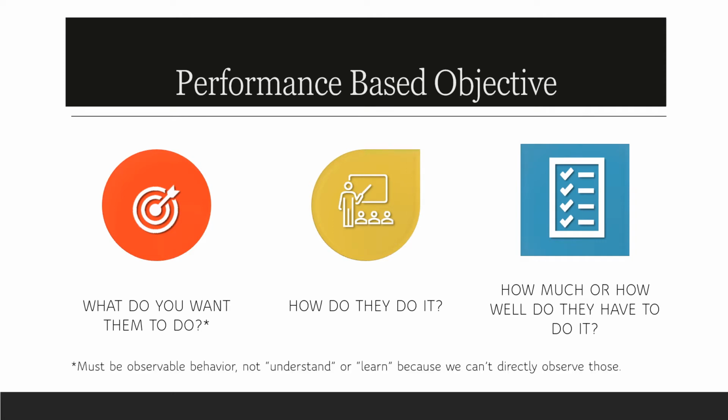A caveat to this: when you are focusing on what do you want them to do, make sure that the behavior is observable. It's something that you can see the children do. We don't use the terms understand or learn because we can't directly observe those things. We can't see a child learn. We can't see a child understand. So we use behaviors to infer that they're learning. So make sure that what you want them to do is an observable behavior.